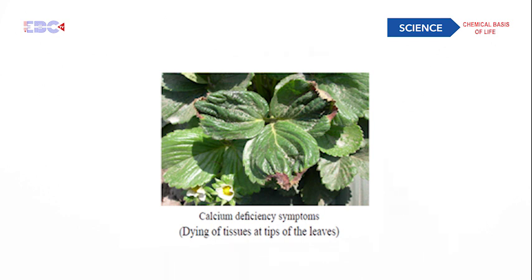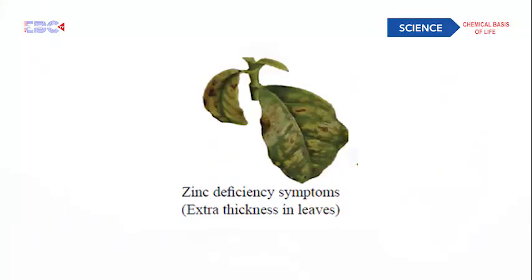The next element is zinc. Zinc is there for the activity of most enzymes. Synthesis of chlorophyll is done by zinc. You can see symptoms like dead cells and tissues throughout the plant and extra thickness in leaves. Due to zinc deficiency, this extra thickness is shown in this picture.